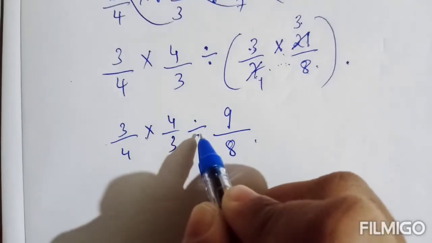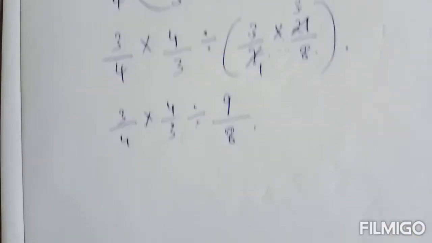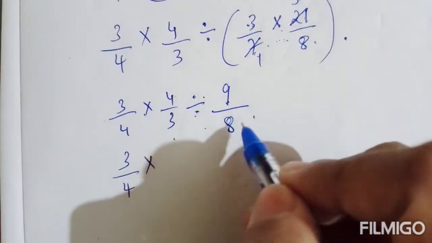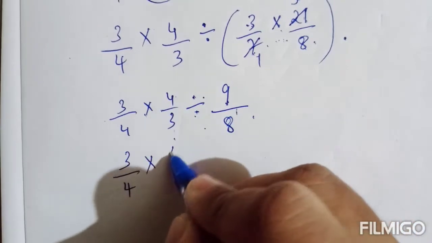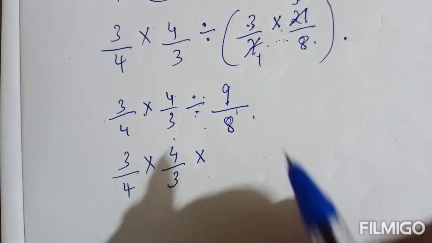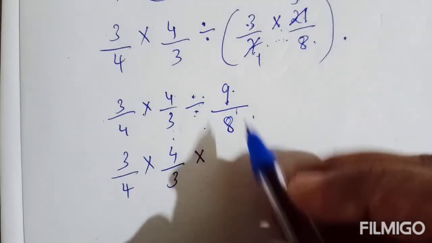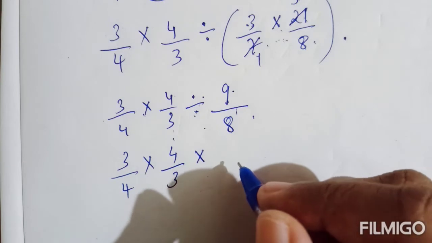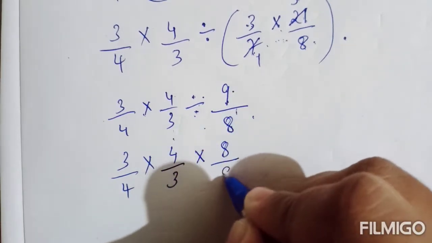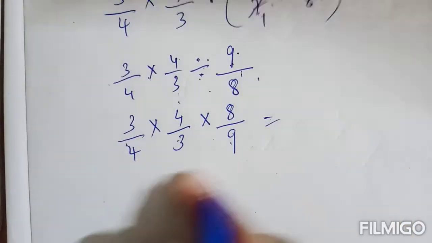Now multiplication and division are coming. So first you have to do division, then only multiplication. 3/4 into 4/3 divided by 9/8. 4/3 you can write as it is. Division sign, change that to multiplication sign. 9/8, take its reciprocal. Reciprocal of the divisor you should take. So 9/8 is the divisor, its reciprocal is 8/9. Now you can find the product of these three fractions.